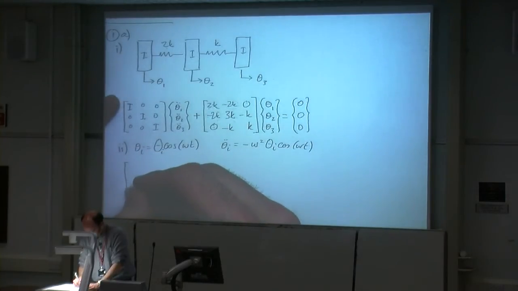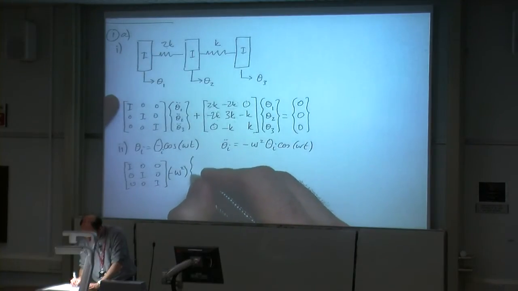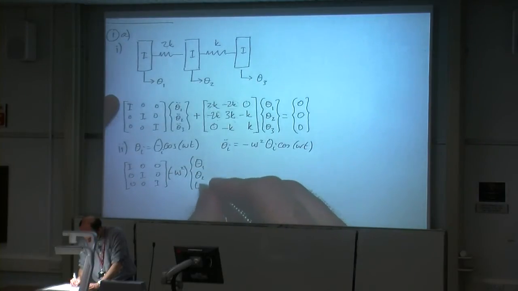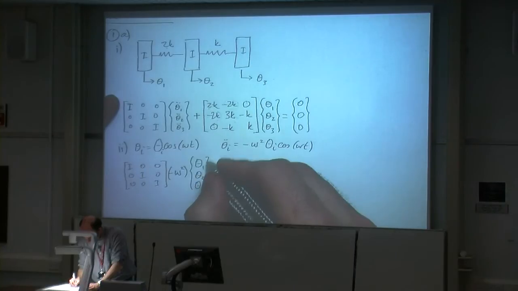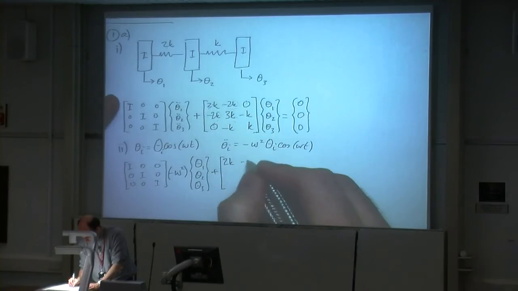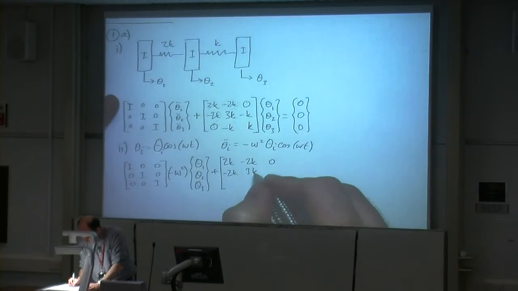So here's our mass matrix, I 0 0, 0 I 0, 0 0 I, times minus omega squared, times theta 1, theta 2 and theta 3, plus our stiffness matrix, so 2K, minus 2K, 0, minus 2K, 3K, minus K, 0, minus K, K.